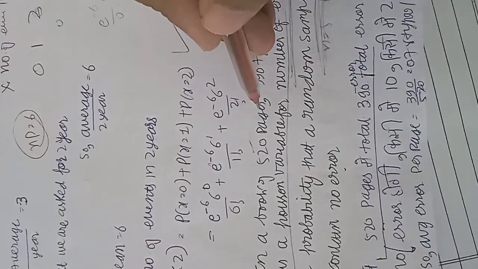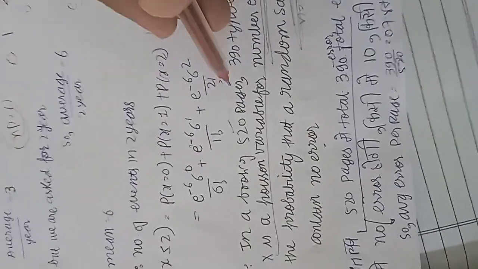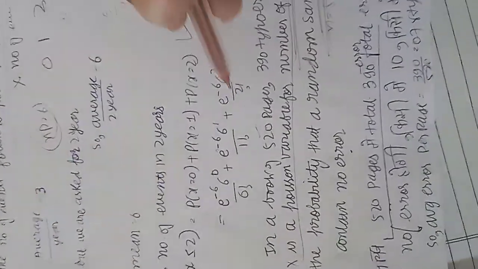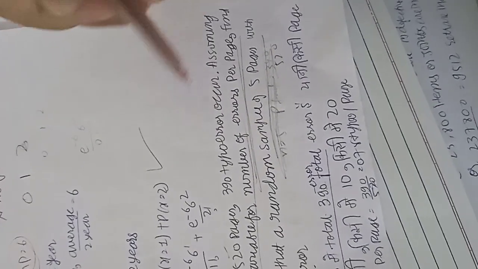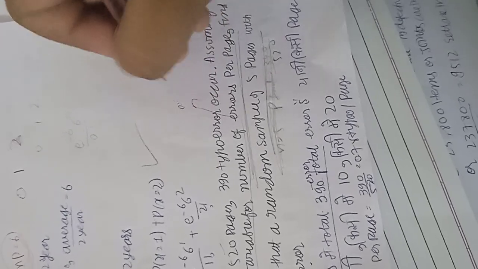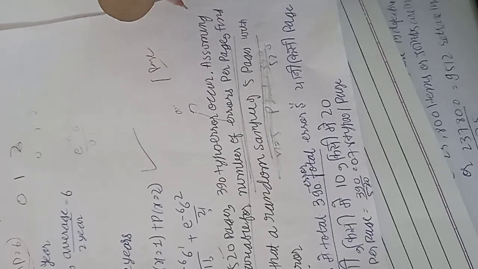In a book of 520 pages, 390 typo errors occur. Assuming x is a Poisson variable for the number of errors per page, we are directly given x. X is defined as the number of errors per page. So we need the average number of errors per page because x is defined just like that.